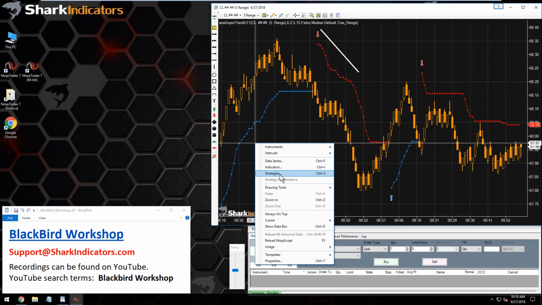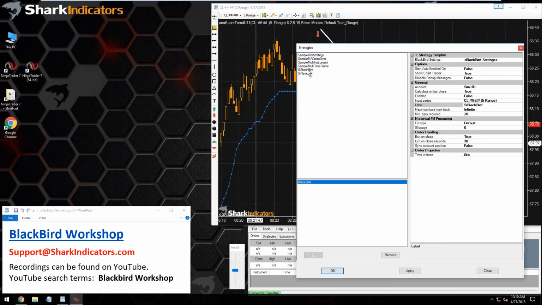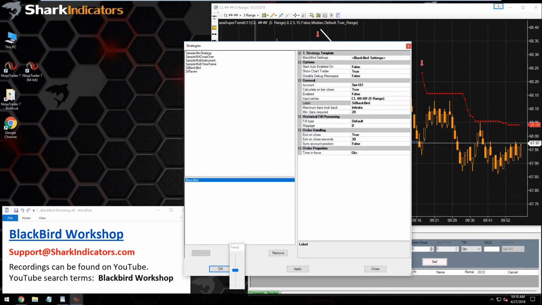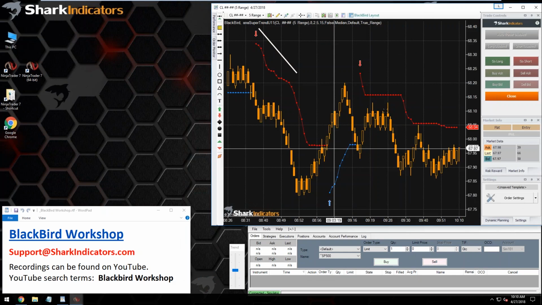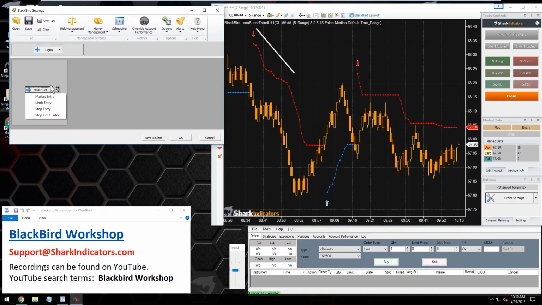So go into our strategies and find BlackBird, double click on it, and just remember to enable it like so. And then we'll open up the order settings button there. Okay, so here's our BlackBird. All right, so the important thing is the trailing stop loss.